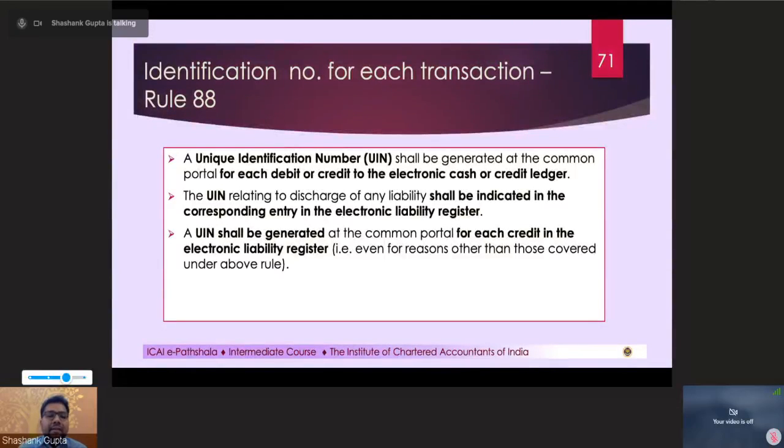For every transaction, for every debit or credit that you make to the electronic cash or credit ledger, a unique identification number will be generated, and this will also be generated for each credit to the electronic liability register. So this unique identity number basically acts as a reference point for you, the taxpayer, and the government to take note of any transaction which would have taken place.